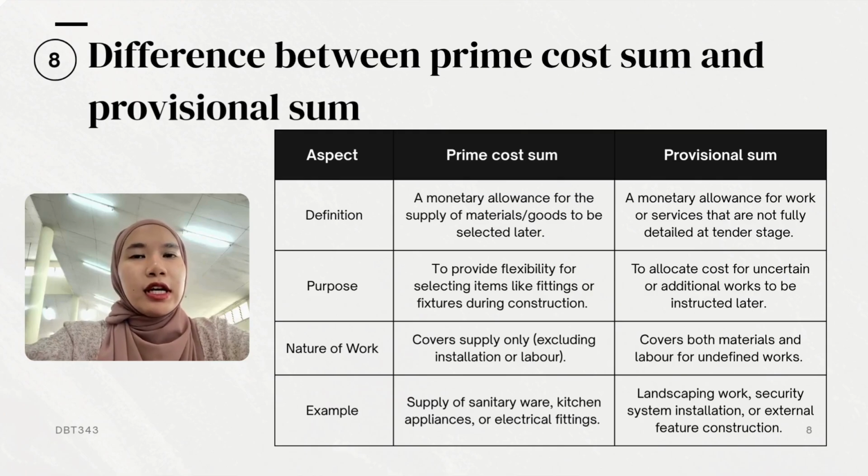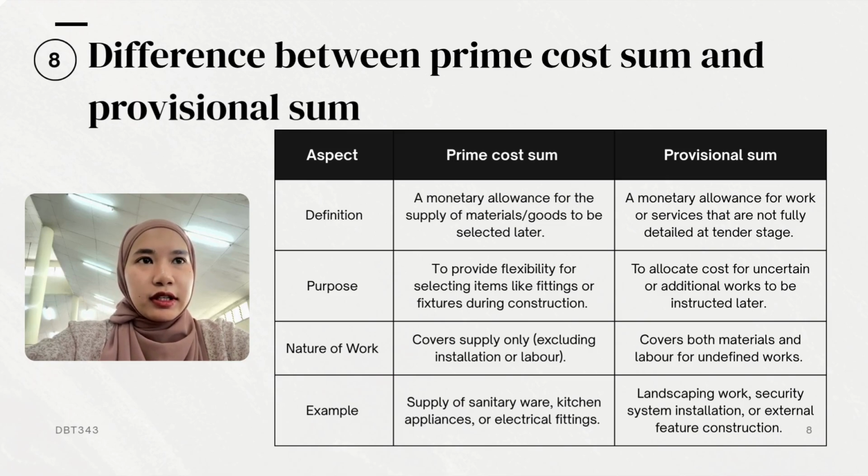So, the main difference between a prime cost sum and a provisional sum is in their purpose and how they are used in a construction contract. A prime cost sum refers to a budgeted amount set aside for specific materials or items that have not been chosen yet at the time the contract is signed. These items are usually things like sanitary fittings, tiles, or kitchen appliances. The PC sum only includes the cost of supplying the item. It does not cover the cost of installation or related works.